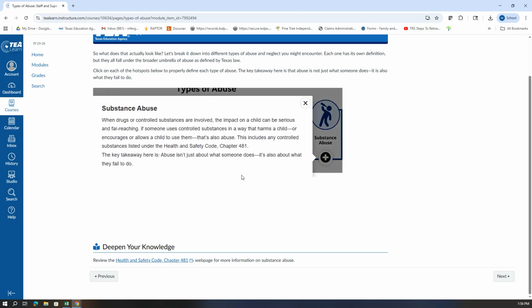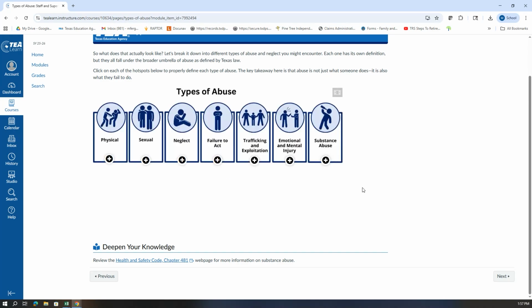Substance abuse is when drugs or controlled substances are involved. The impact on a child can be serious and far-reaching. If someone uses controlled substances in a way that harms a child, or encourages or allows a child to use them, that's also abuse. This includes any controlled substances listed under the Health and Safety Code, Chapter 481. The key takeaway here is that abuse isn't just about what someone does, it's also about what they fail to do.